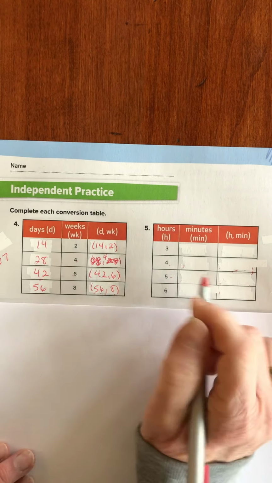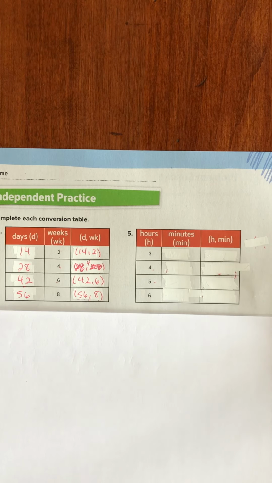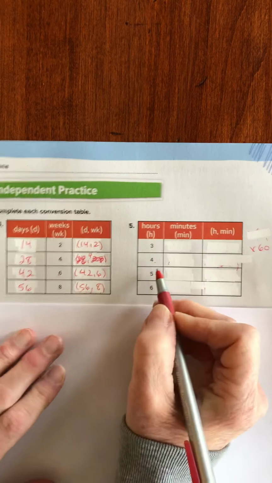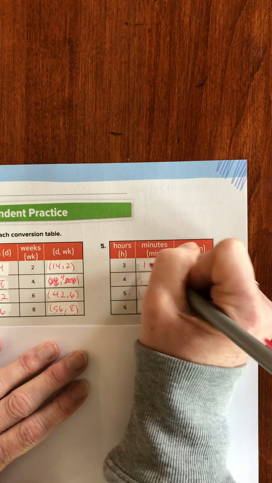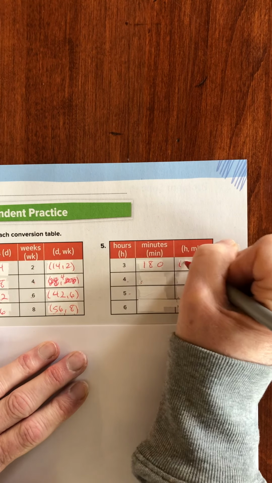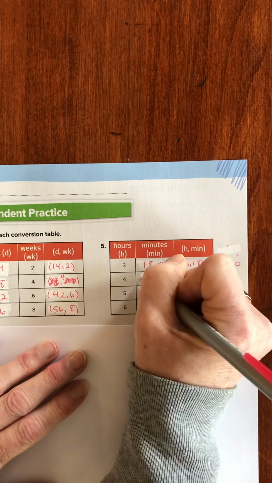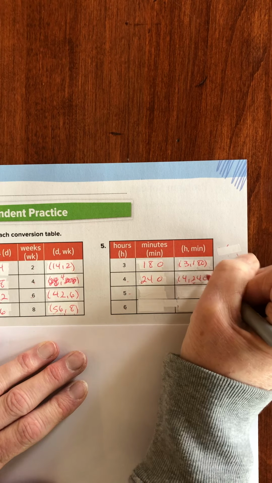Okay, now they want us to go from hours to minutes. There are 60 minutes in an hour, so times 60. Again, do the trick. 3 times 6 is 18, and you add that 0, so it's 3 and 180. Okay, 4 times 6 is 24, add the 0, 4 and 240.